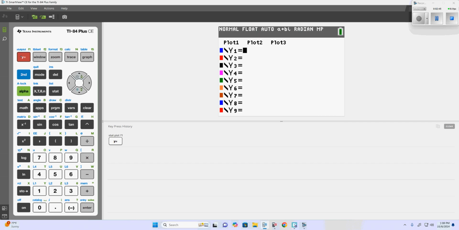Are we all able to find y equals? If you're having trouble, you might look at the board, because it is highlighted in red on that calculator. Now we should have a screen like this here.